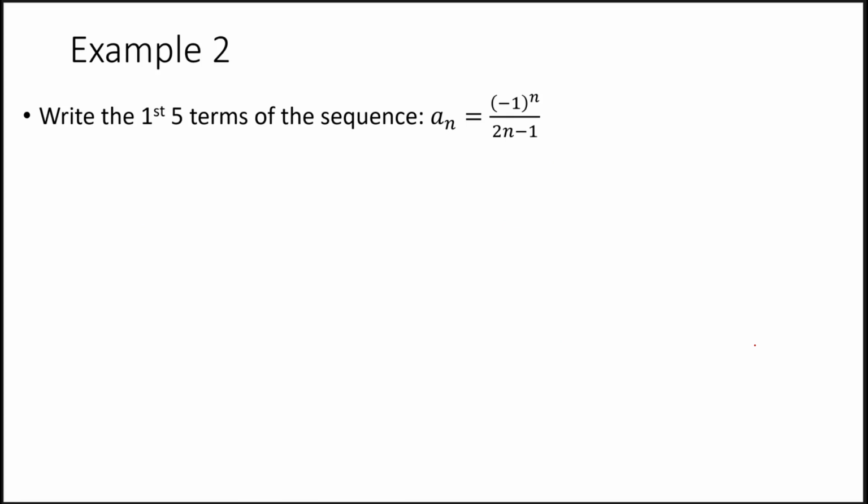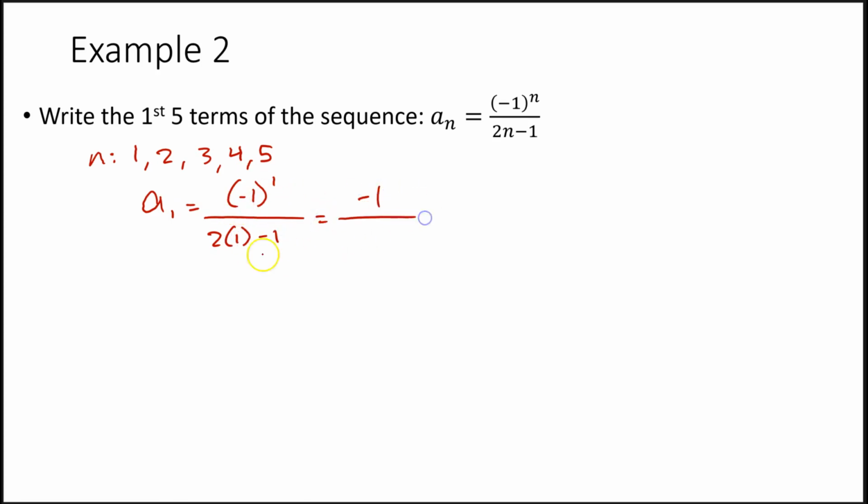So, write the first 5 terms of the sequence. So this time my n is going to be 1, 2, 3, 4, and 5. In light of time, I'm only going to do the first 3, and you will need to finish up the last 2. So I have a sub 1. I would have negative 1 to the first power over 2 times 1 minus 1. Well, negative 1 to the first would be negative 1. 2 times 1, 2, minus 1. And I'd have negative 1 over 1, or negative 1. So I found my first term.